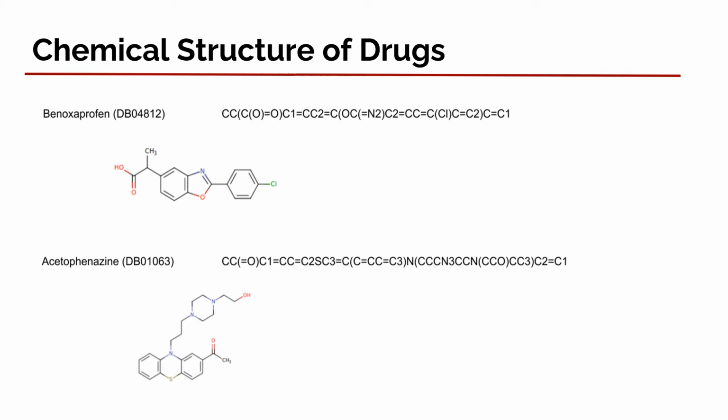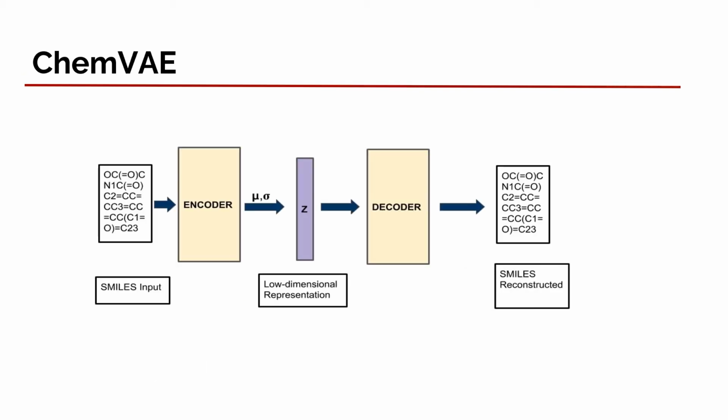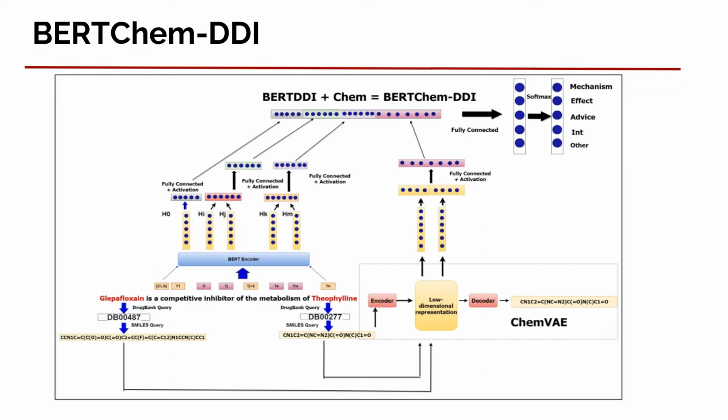All the drugs present in DrugBank having a DrugBank ID have a chemical structure representation encoded in SMILES. So we are using a chemical structure variational autoencoder, in which we try to capture the low dimensional representation of this SMILES input. The working principle is exactly the same as in the variational autoencoder. So we are trying to get this information out from the chemical structure. And after that we are proposing this model.